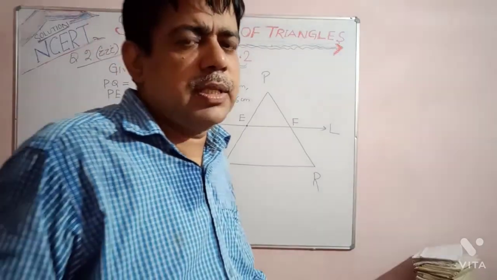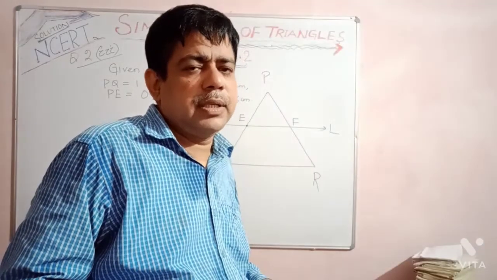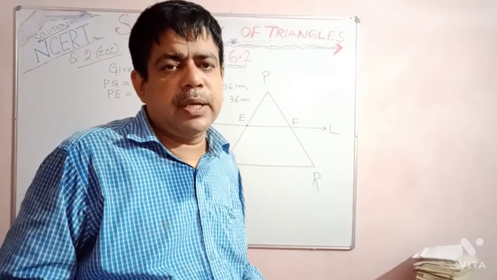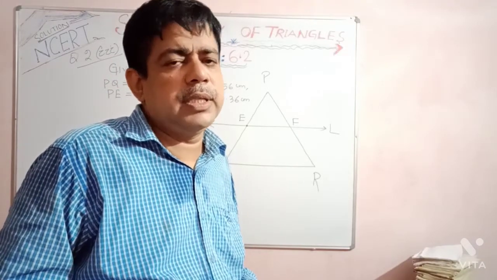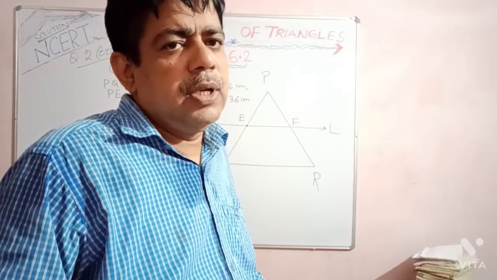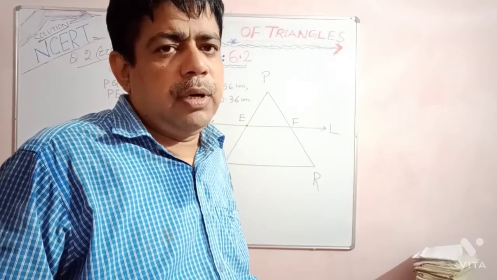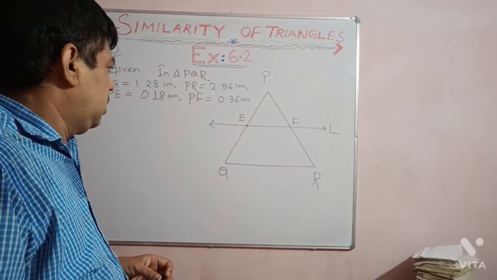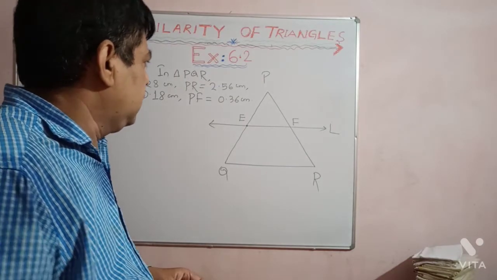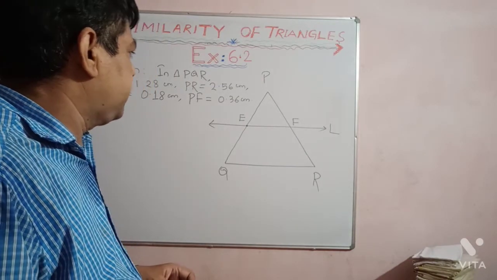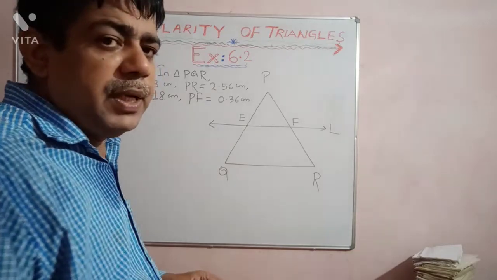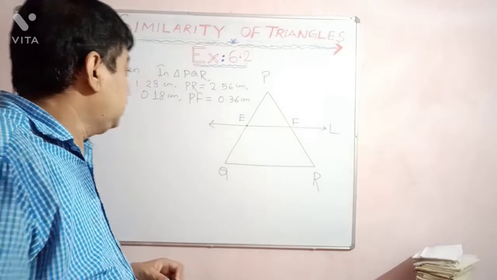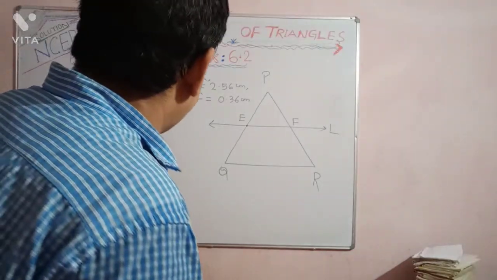So, dear students, we are discussing the problem from the NCERT book, chapter Similarity of Triangles, exercise 6.2. Here in this class, I am going to explain question number 2, third part of exercise 6.2. In this question, PQR is a triangle, and the line L intersects PQ at the point E and PR at the point F. Understand? And the different parts are given here.